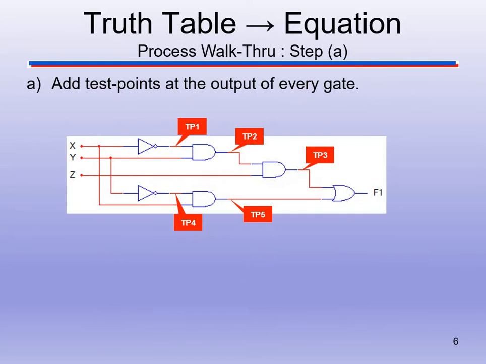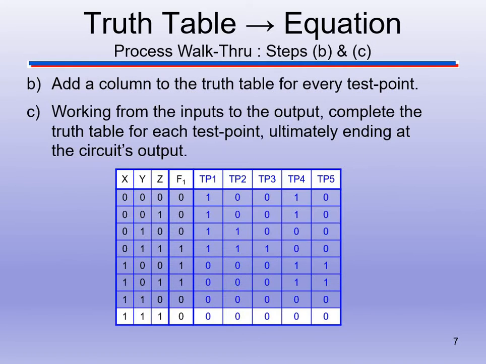Then we look at test point 2. We have a 1 going in from test point 1, and we have a 0 going in from Y. So a 1 AND a 0 is 0. So test point 2 should be a 0. And I'm going across the very first row here, where we have the inputs 0, 0, 0. You're going to do this for every single input. I'm just going to walk you through this one. So test point 2, the output is a 0.